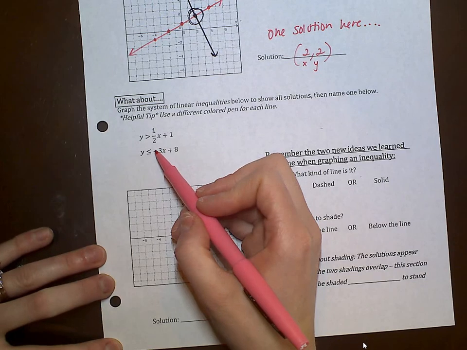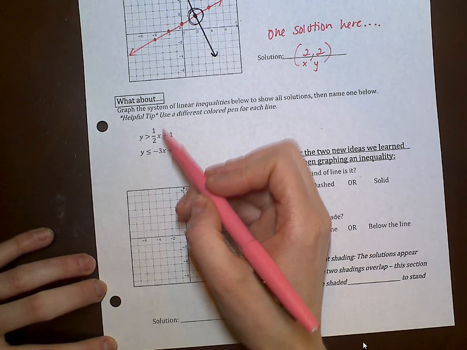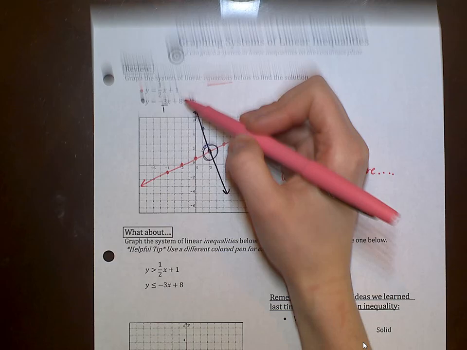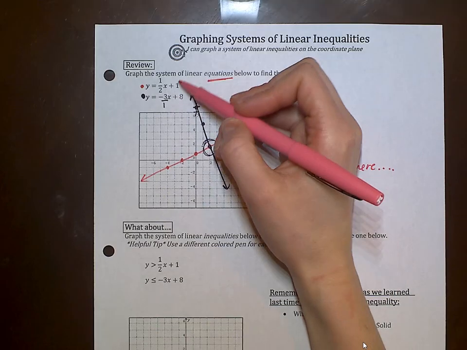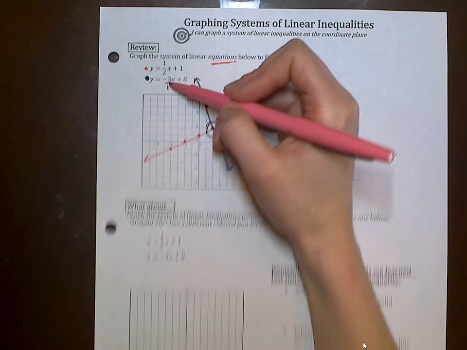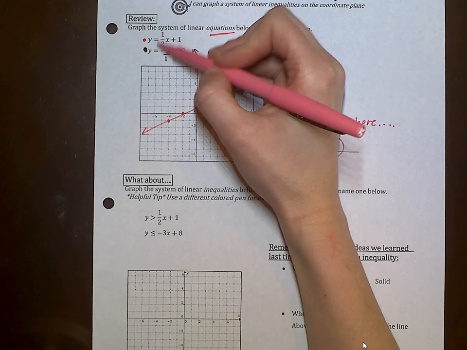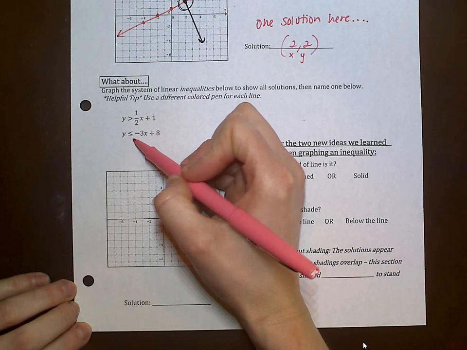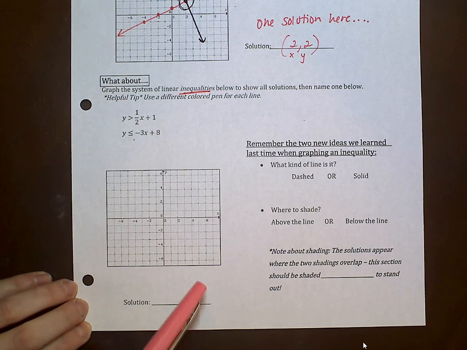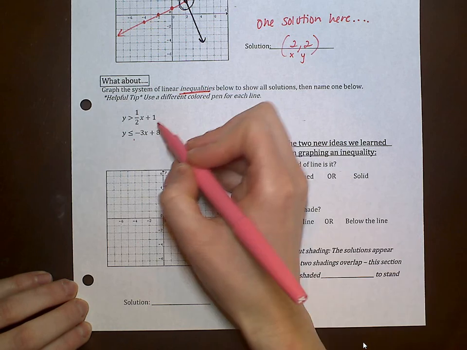Okay, let's shift gears and talk about a system of linear inequalities. So this is the exact same numbers, and it's 1/2 x plus 1, negative 3x plus 8. All of that is the same, but the difference is instead of equal signs, making them equations, I see a greater than and then a less than or equal to. So these are inequalities. Everything else has stayed the same. So this is what we're focusing on today.